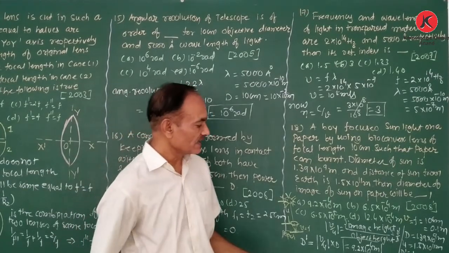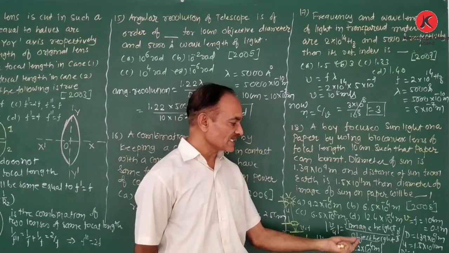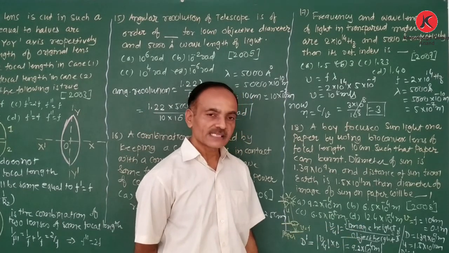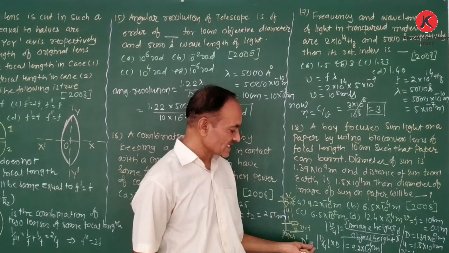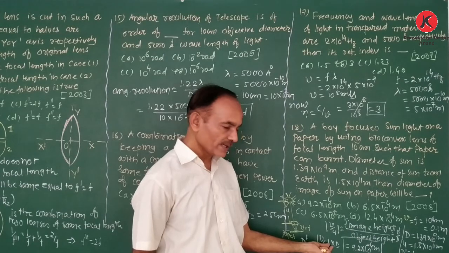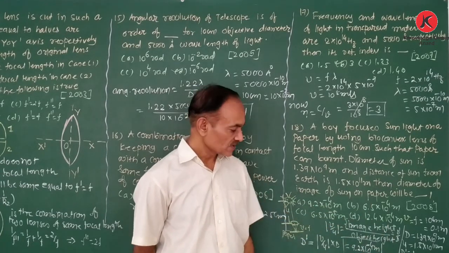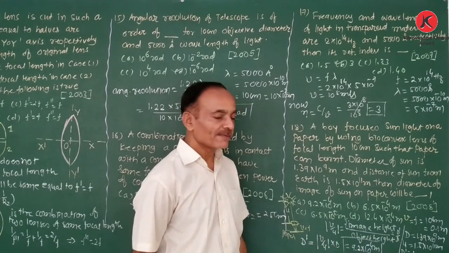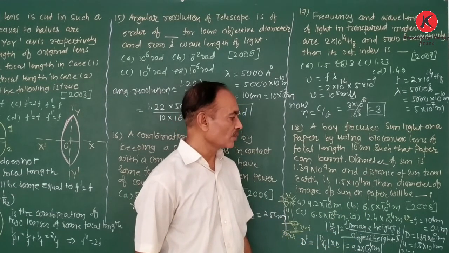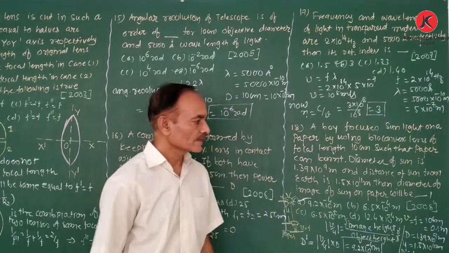For that purpose, a useful equation: mod of V upon U is equal to image height upon object height. That means d dash upon d. Therefore, image height d dash is equal to V upon U into d. Substitute the values, all values are given. So we obtain the height of the image as 9.2 × 10^-4 meter. Option A. Clear this?